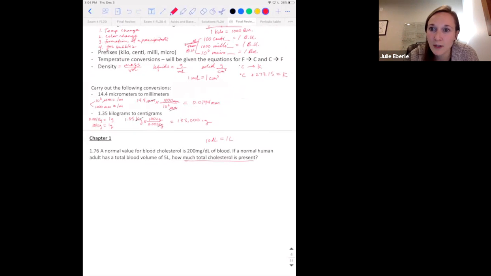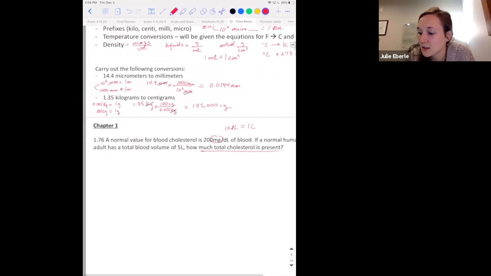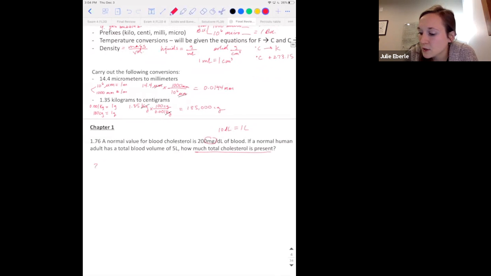It doesn't actually tell you what units to use. So we're just going to use units of milligram because that's what the problem gives us for units of cholesterol, milligram. So we don't have to change that. So we have this relationship, 200 milligrams of cholesterol per deciliter of blood. We have this relationship that 10 deciliters is equal to 1 liter. And then we have this relationship that 5 liters for 1 adult. So we're just going to start with this first one.